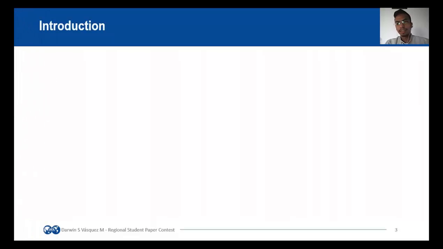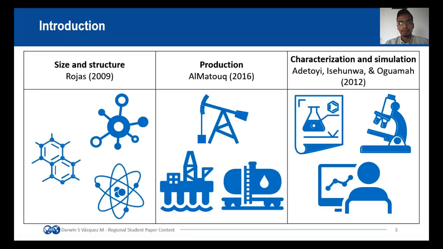Molar mass isn't a commercial reference like API gravity, but it is still important as an indicator of molecular size and structure. It's relevant in the processes of production, characterization, and simulation. When the molar mass of oil is needed, empirical methods or correlations are generally used, but experimental methods to find it are unknown.